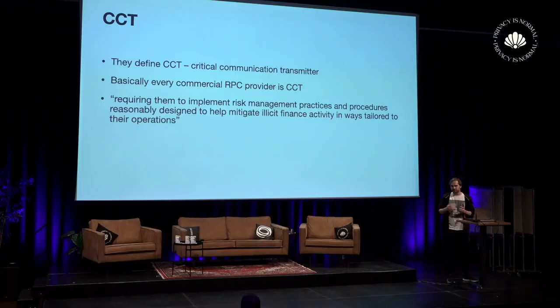So they say, well, let's define this term, critical communication transmitter, or CCT, and basically say that every commercial RPC provider is a CCT. And then we require them to implement risk management practices and procedures reasonably designed to help mitigate illicit finance activity in ways tailored to their operations, which basically means implement censorship mechanisms.